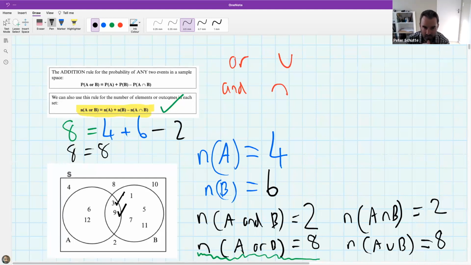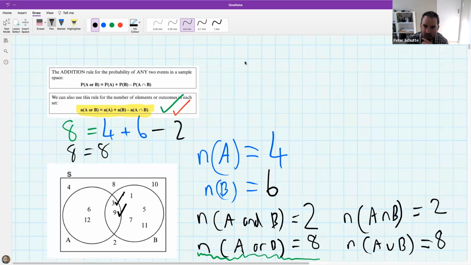So give me a thumbs up if you followed how I did it, if you get what this law is saying over here. Give me a thumbs down if you don't really get what that law is saying. Okay.